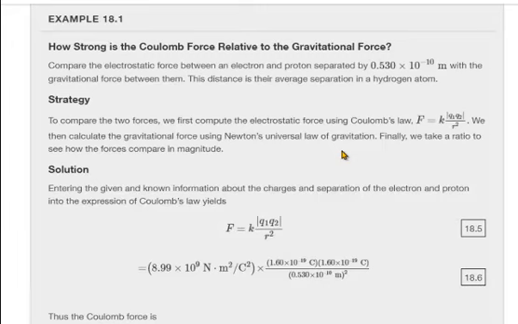So, how strong is the Coulomb force relative to the gravitational force? In the example, they're using an electron and a proton, which are separated by this tiny distance, 10 to the negative 10 meters. So they're very close, hence the attractive Coulomb force should be pretty strong, and so should gravitation because they're so close. But of course, they have very small charges and very small masses.